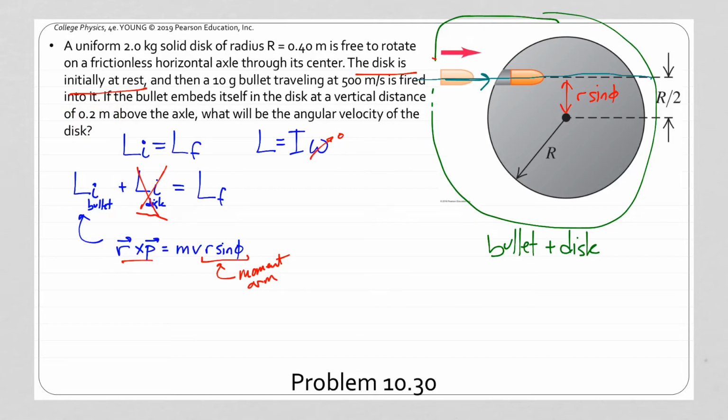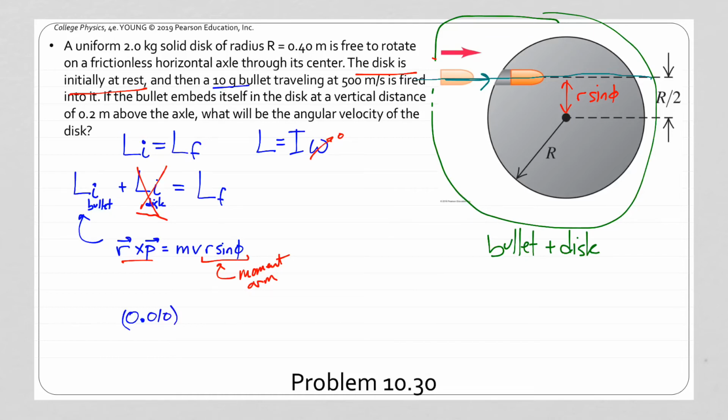So the initial angular momentum is carried by the bullet. Even though it's traveling in a straight line, it has angular momentum relative to this axis, because if it hits the disk, it's going to tend to cause rotation that way. So we have mv. M is the mass of the bullet. It's 10 grams.